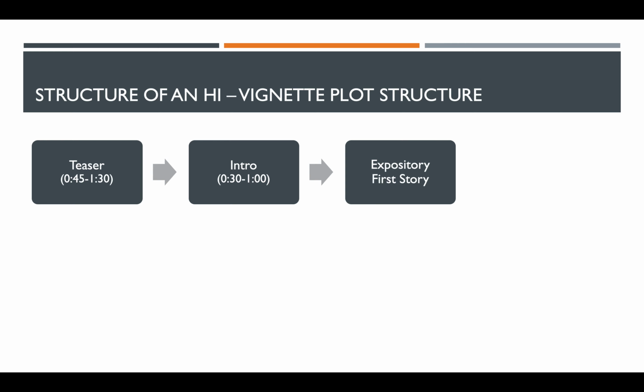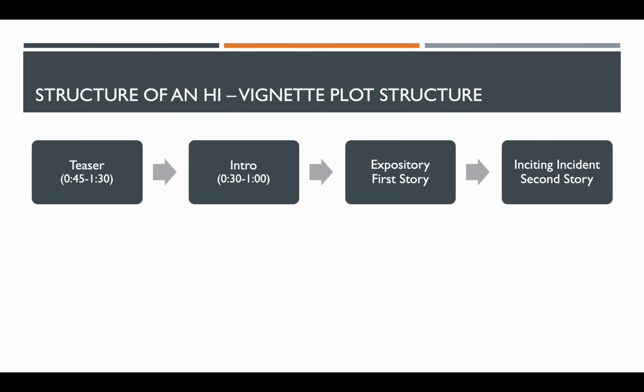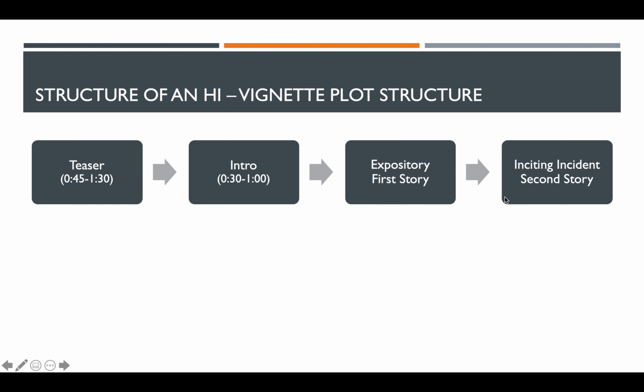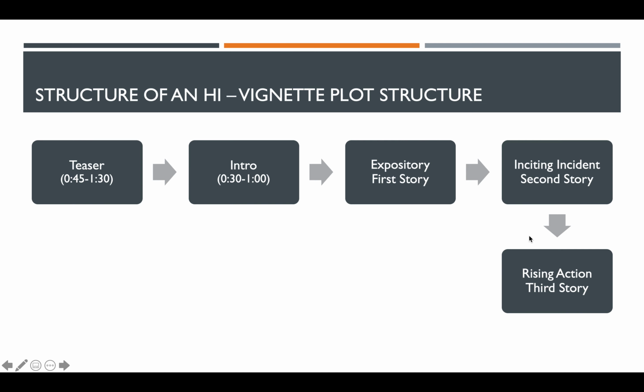Afterwards, you want to start narrating. So this is when we have this sort of gray area between the first story and the second story. And this gray area, essentially, you are narrating and connecting the expository first story with the second story, which usually has some sort of inciting incident. Then you will have this narration again, which sets up your rising action, which is a third story. So this is perhaps starting to get a little bit more intense.